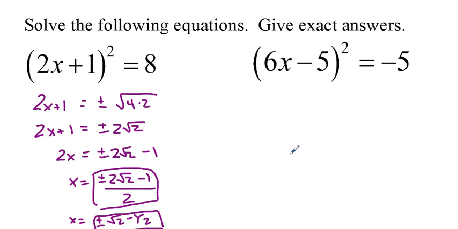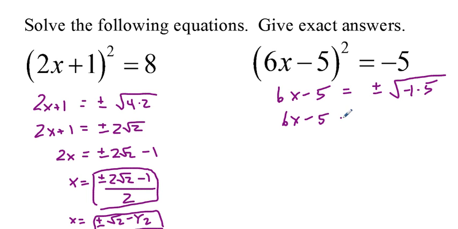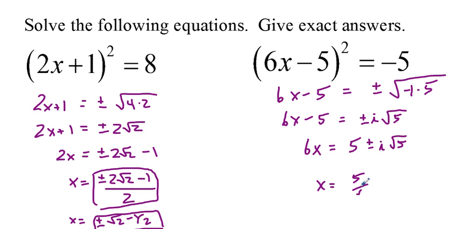All right, one last problem here. We've got 6x minus 5 equals plus or minus, and we've got the square root of negative 5. I'll just write that as negative 1 times 5. So that gives us 6x minus 5 equals, square root of negative 1 is i, so plus or minus i, but that 5 stays inside because it's not a perfect square. I'm going to add 5, so 6x equals 5 plus or minus i root 5. And my last step is to just divide by 6. So 5 over 6 plus or minus i root 5 over 6.